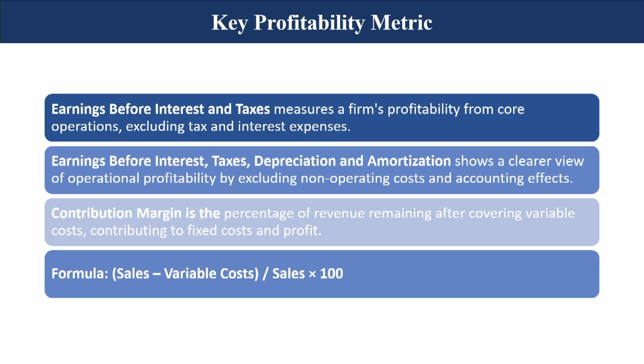Then next comes earnings before interest, taxes, depreciation and amortization. It shows a clear view of operational profitability by excluding non-operating costs and accounting effects. Your EBIT does not take into account the depreciation and amortization, but in this case EBITDA adds back the depreciation and amortization for a clearer operational view.